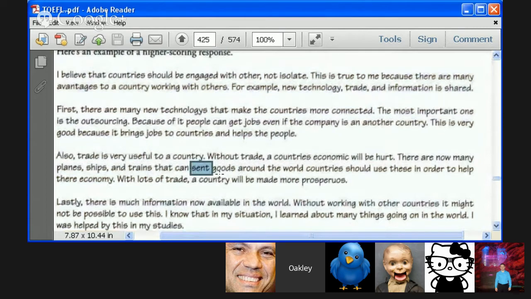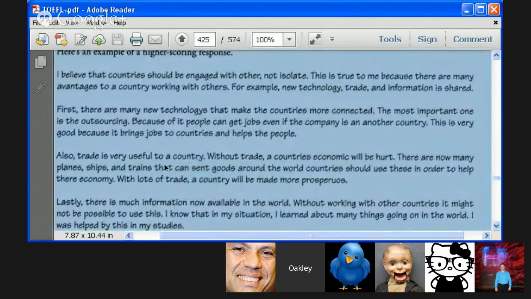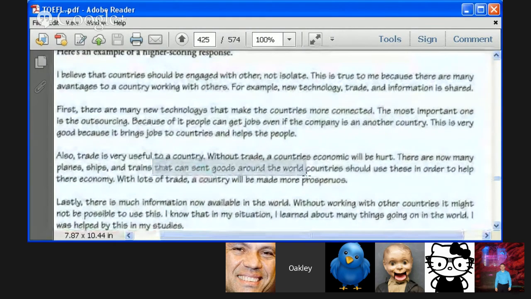Okay. Common mistake, actually. Like it's send goods around the world. Countries should use these in order to. And what's the problem with that? What we have here: this that can send goods around the world. Countries should use these in order to help their economy. What the heck? After world, a full stop after world. Yeah, and it's a new sentence. Yeah, I agree with you, Mario. I would just end the sentence there.